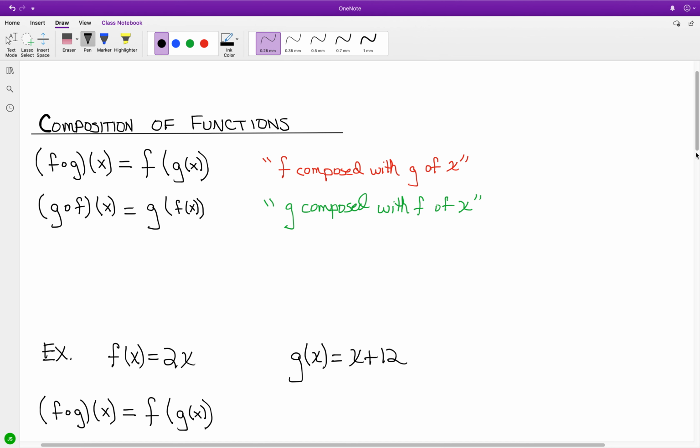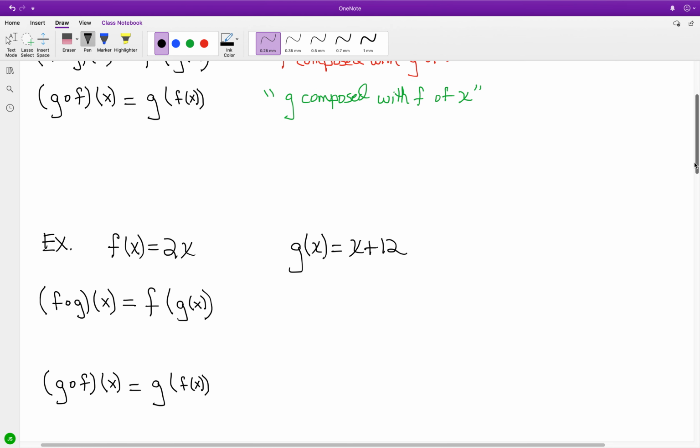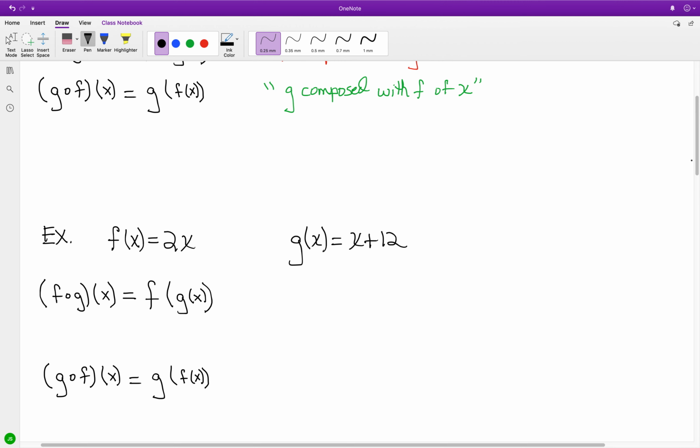Now, in the case of looking at the composition of functions, say we are looking at both f composed with g of x as well as g composed with f of x, given that f of x is equal to 2x and g of x is equal to x plus 12. So f of x is going to be the output, g of x is going to be the input. So for f composed with g of x, if I take f of g of x, I'm going to have f of g of x, okay, that is x plus 12.